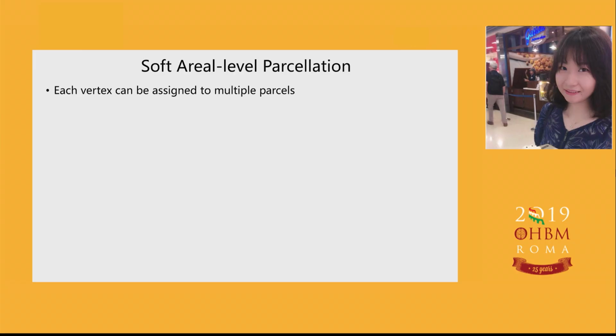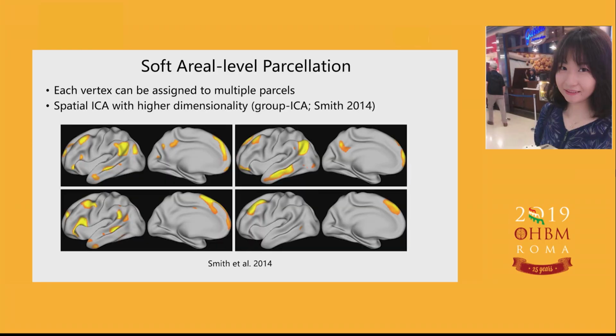We also have the soft area level parcellation. In this case, each vertex can be assigned to multiple parcels. Again, the most common way to achieve this is by performing spatial ICA with higher dimensionality. In this example, I'm showing the four spatial maps corresponding to the default network by performing spatial ICA with 300 dimensions.